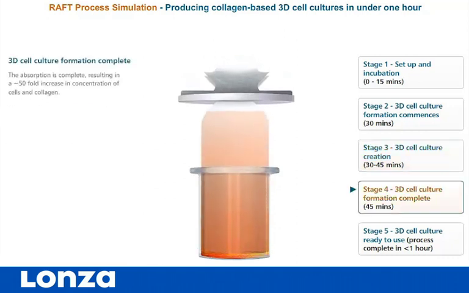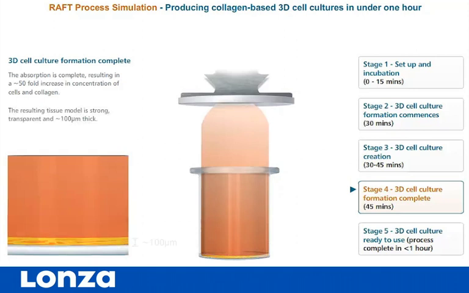Stage 4. 3D cell culture formation complete. The absorption is complete, resulting in an approximately 50-fold increase in concentration of cells and collagen. The resulting tissue model is strong, transparent, and approximately 100 micrometers thick.